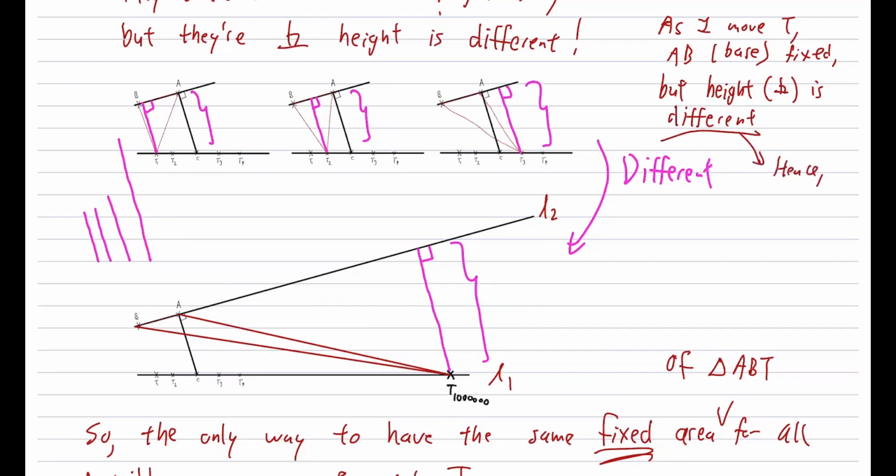Hence the area of triangle ABT must be different. Area of triangle ABT is different. But what does the question say? The question says the area of triangle ABT is constant. Constant. How can it be? So what's the only way?